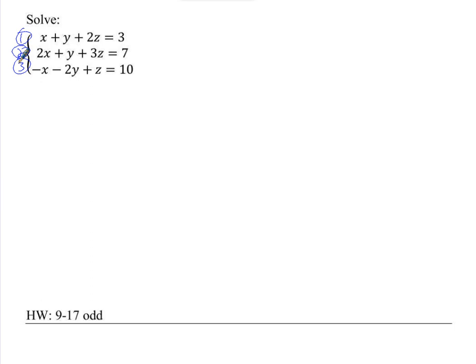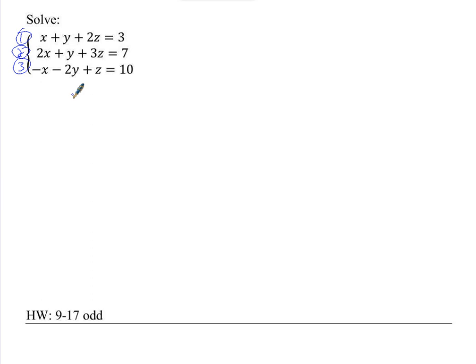Whichever one looks easiest. We have x, 2x, and negative x there. That might work. We have y and negative 2y there. That one actually could work also. And then we have positive 2z, positive 3z, and positive z there. So for me, I'm probably not going to try to eliminate z just because I have a positive sitting there already, and I need opposites, and that's going to cause me to have to multiply by a negative number. I could use x or y. Which one do you want to do? X? Okay, fine. So now we need to pick two equations to eliminate x.